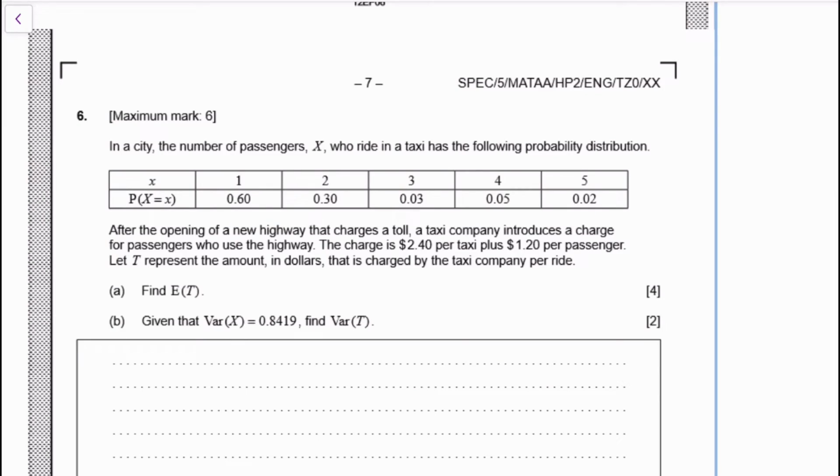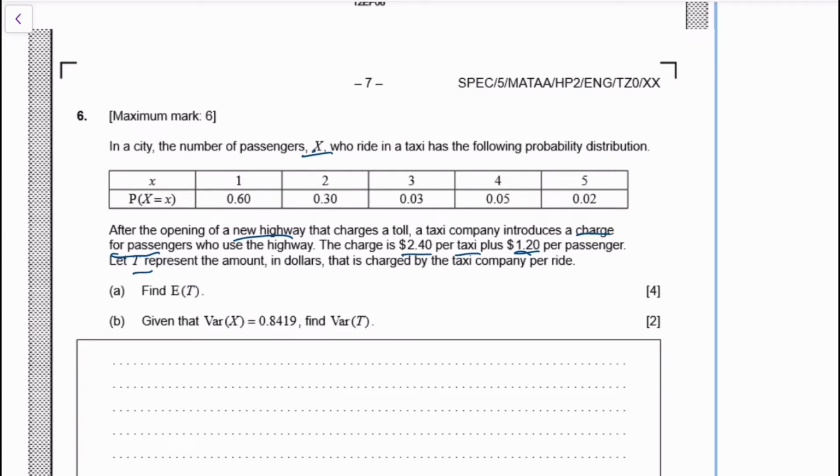Okay, next one, a distribution. What is that? Oh, this is the number of passengers who ride in a taxi. Opening of a new highway. Taxi company introduced a charge for passengers. The charge is 2.4 per taxi plus 1.2 per passenger. Let T represent the amount that is charged. Find the expected value of T.